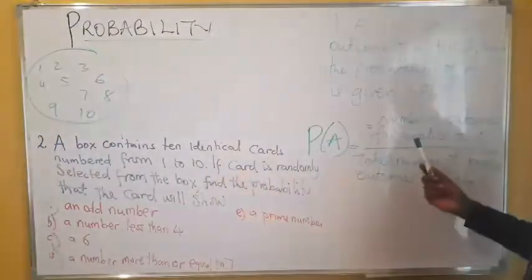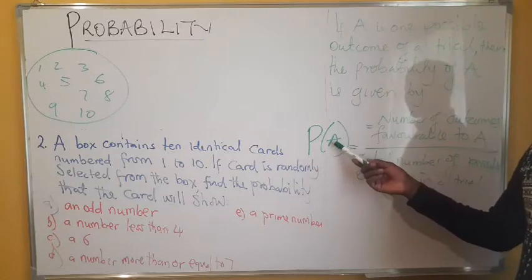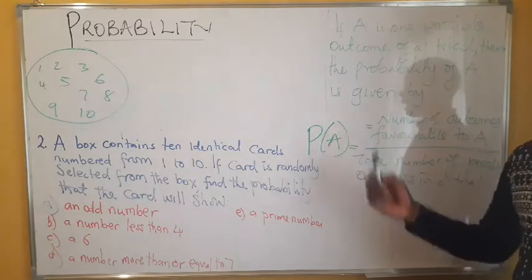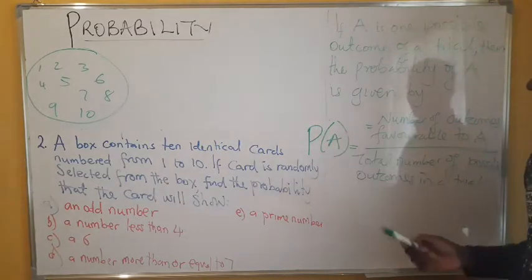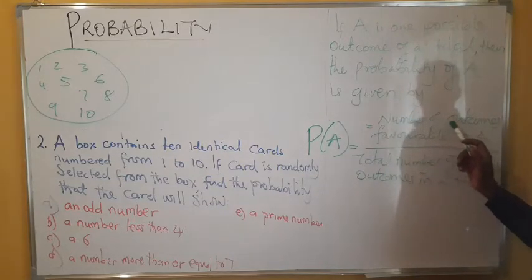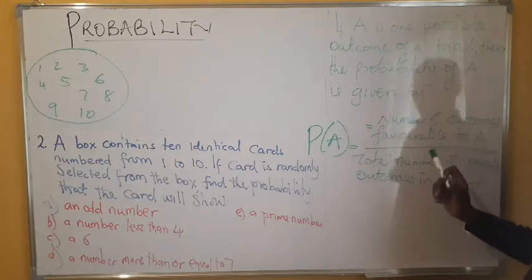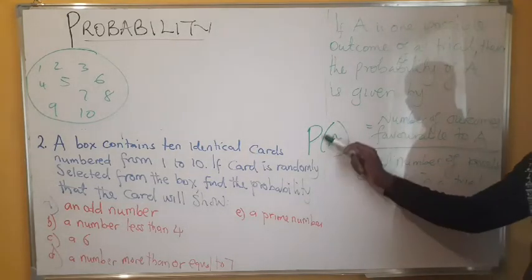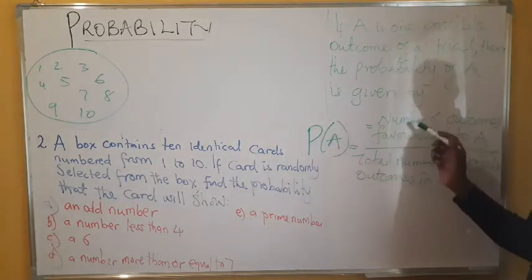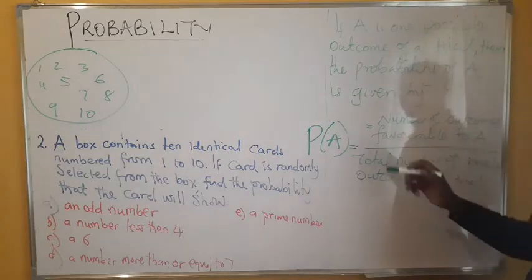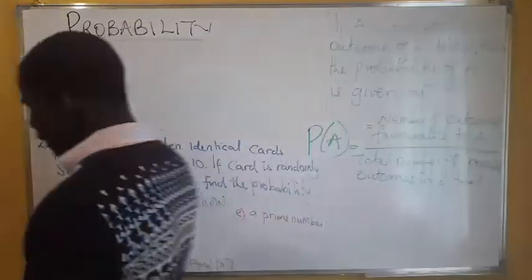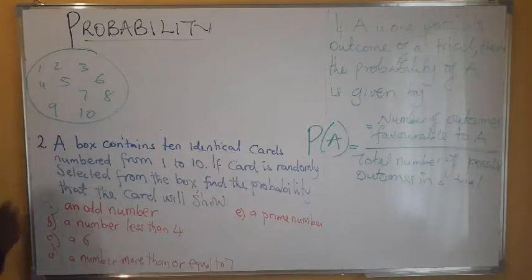So, we come back to our formula. What do we want? The probability of selecting an odd number. That's what we want to determine. This is equal to the number of outcomes favorable to A. So we are looking at an odd number. In this box, how many odd numbers do we have? Odd numbers are numbers that are not divisible by 2.